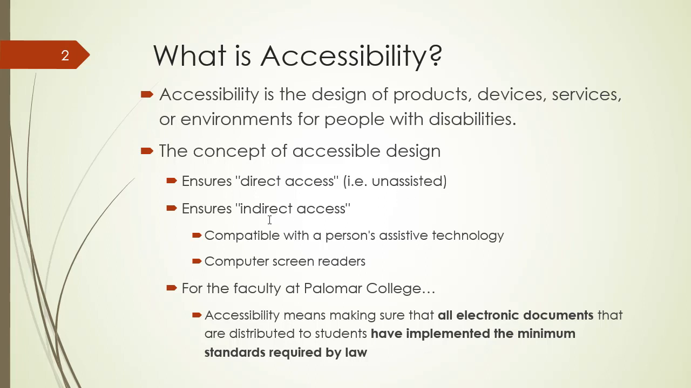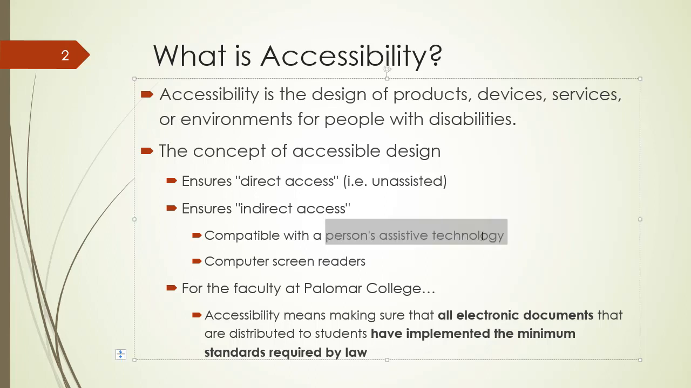And there's also something called indirect access, where perhaps a student who has sight disabilities needs to use assistive technology to read what's on the computer screen or what's in the document to them, and they use assistive technology for that. And so we'll make our documents work well with this assistive technology.